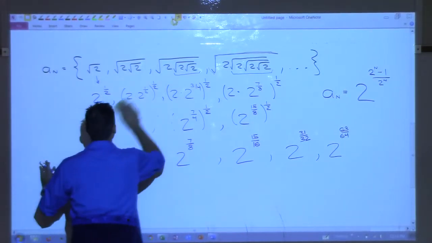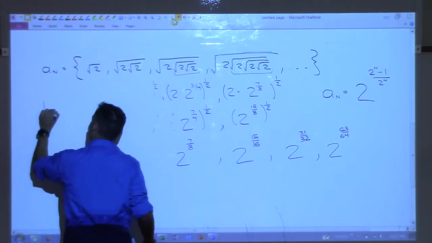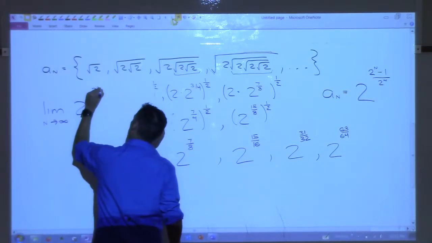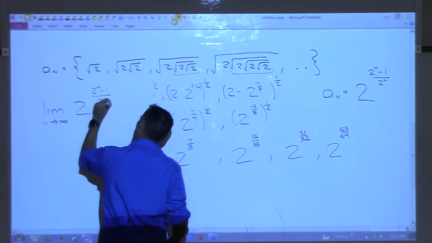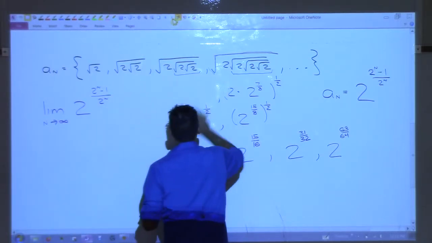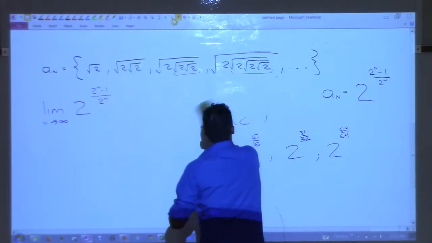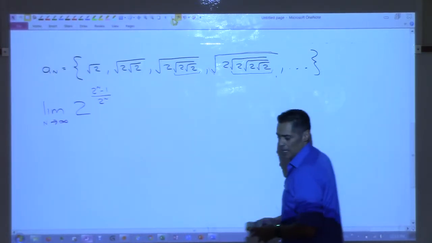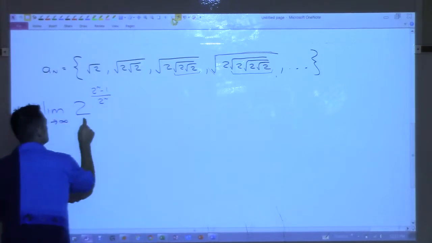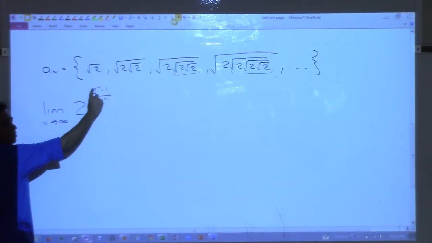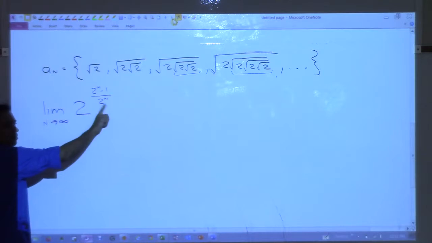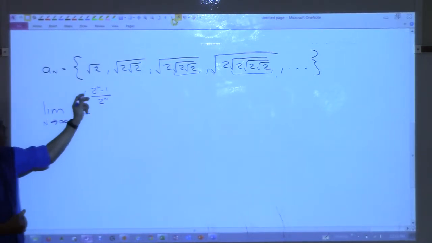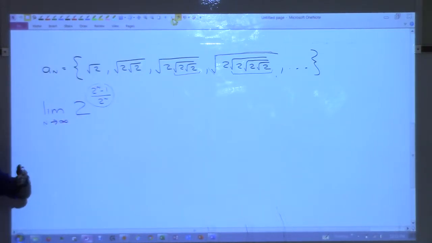So what we need to do now is this. We need to take the limit as n goes to infinity of 2 to the (2^n - 1)/2^n. Right? That's what we need to do. As n goes to infinity, let's see what happens. This just stays here, right? The top goes to infinity. The bottom goes to infinity. So I have infinity over infinity, don't I? But I'm just focusing on this part right here, right? That's going to infinity over infinity.